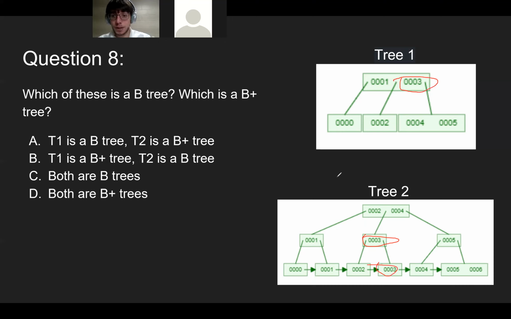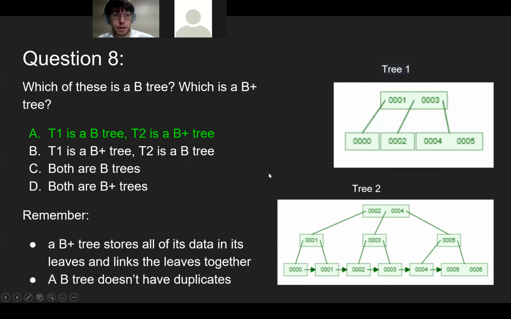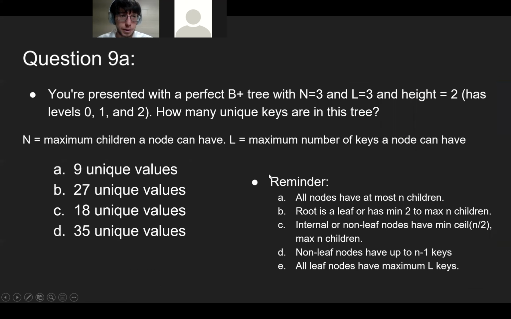Both of these trees have only 0, 1, 2, 3, 4, 5. Okay, this one also has a 6, fine, as their data. But this one has data at leaves. So tree 1 is a B tree, tree 2 is a B plus tree. B plus trees, and a B tree doesn't have duplicates.